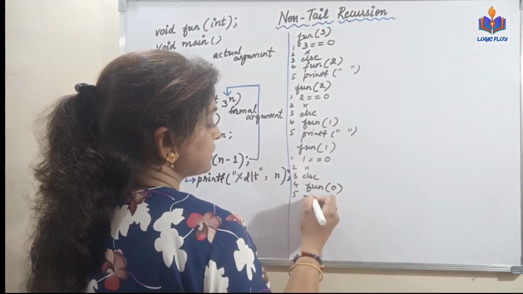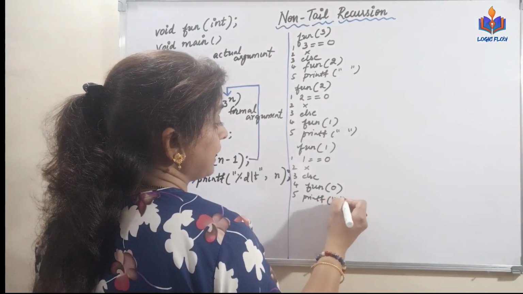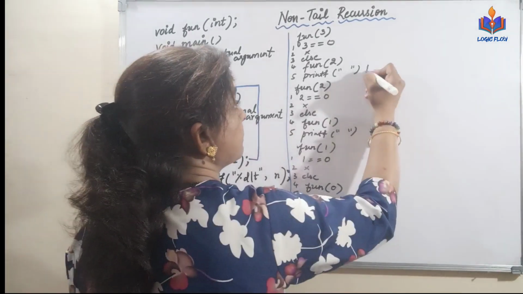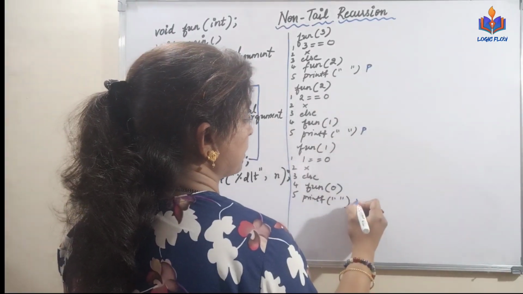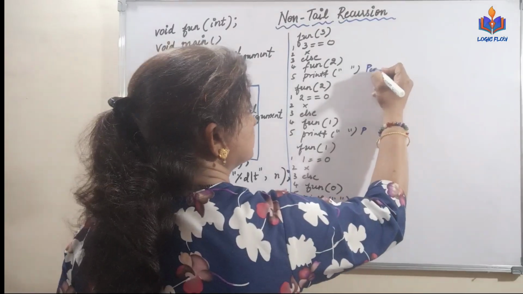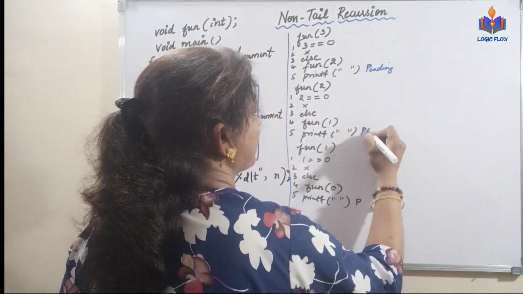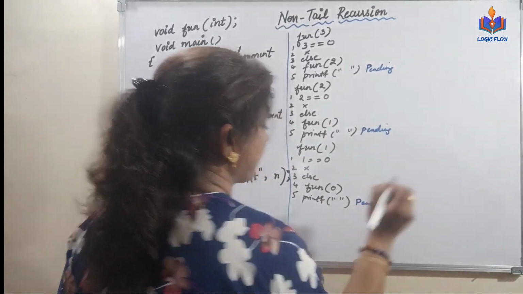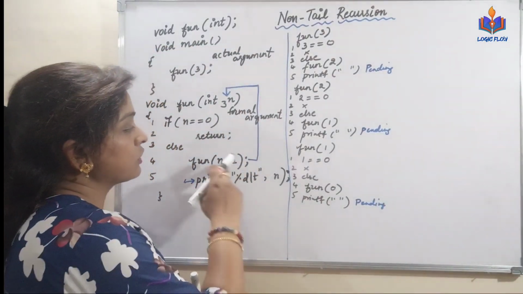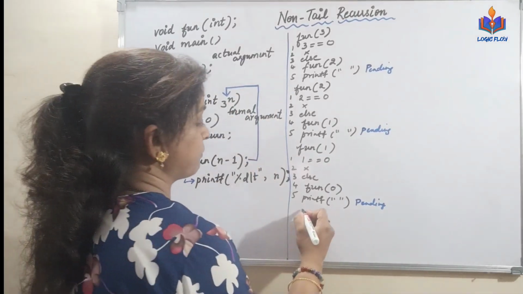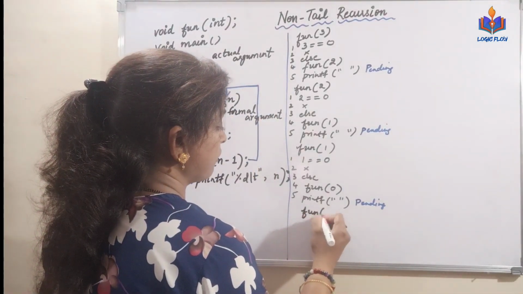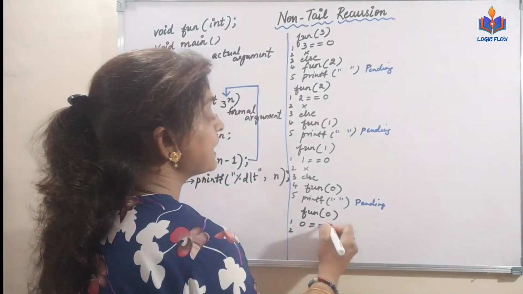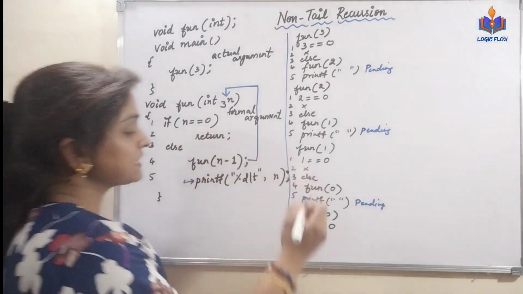Again this printf statement will not be executed. It is pending. Let me write it here: this is a pending statement, not executed. You can understand, this statement is not yet executed. Again function of 0, the same function call. So I say function of 0. The statement: 0 equal to 0. Yes, condition satisfied. I'll simply say return.